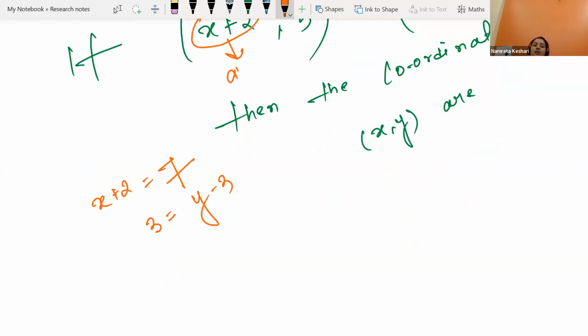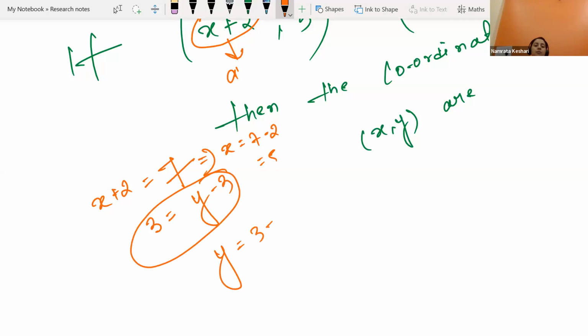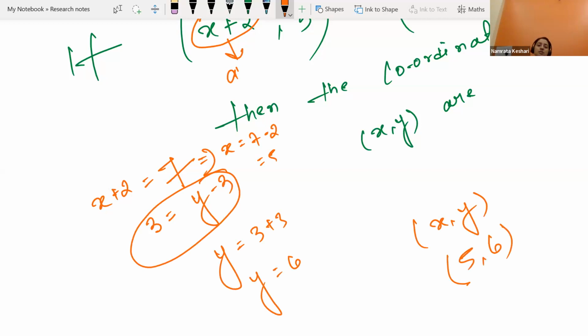Tell me, are you getting it? X value will be 7 minus 2, that is 5. Y value, if you solve this one, will be 3 plus 3, that is 6. So x comma y, the new point we want to create with x and y, will be x value is 5, y value is 6. Everyone getting it? Yes, ma'am, got it now.